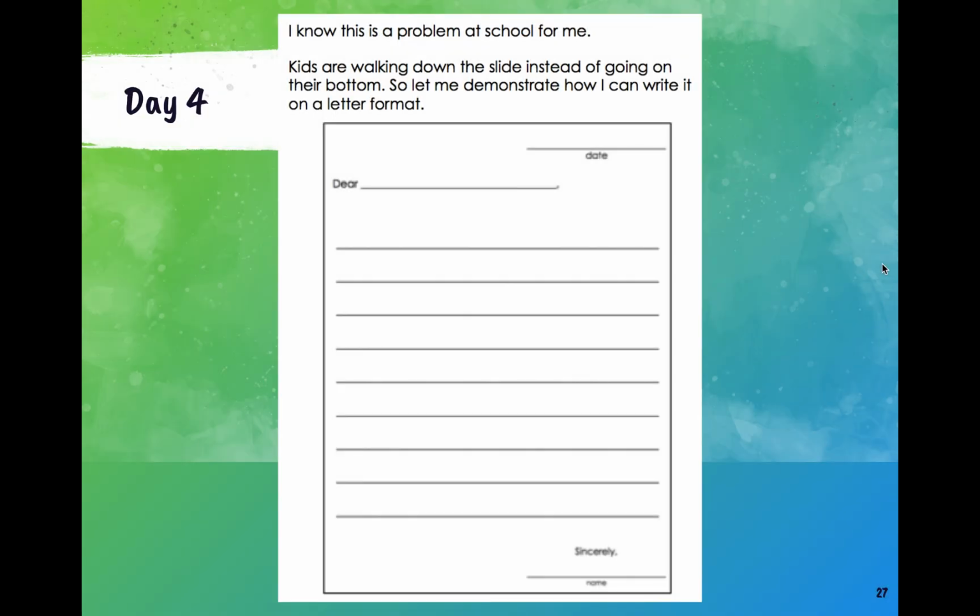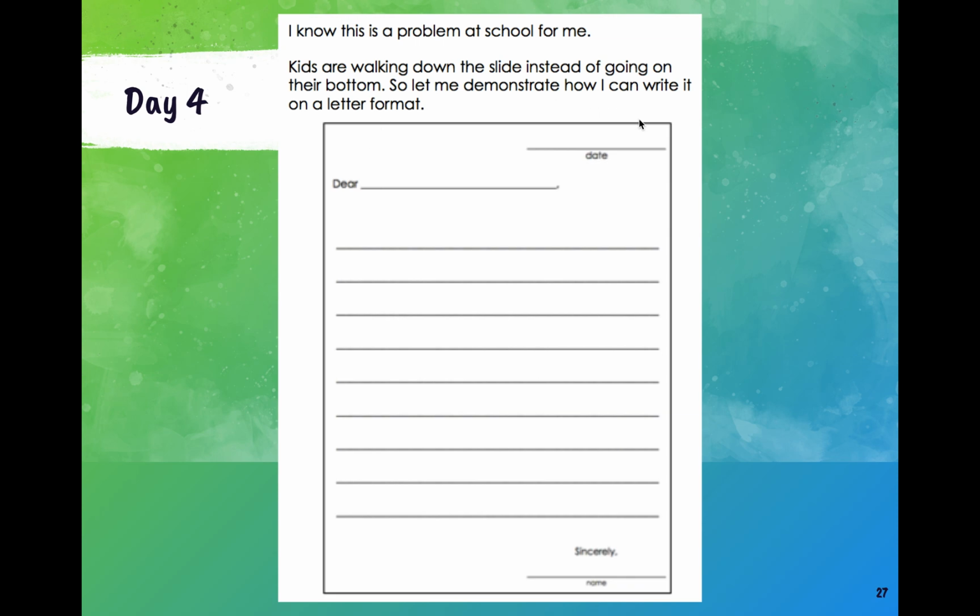So I know that this is a problem at school for me, and this happens a lot when we have recess. Kids are walking down the slide instead of going on their bottom. So let me go ahead and demonstrate how I can write in a letter format. But remember, since I'm noticing this is an issue, who can fix it? Could be the kids. Maybe I could write to the kids, or I could write it to the families. Maybe letting the families know that they can learn how to use the slide properly.